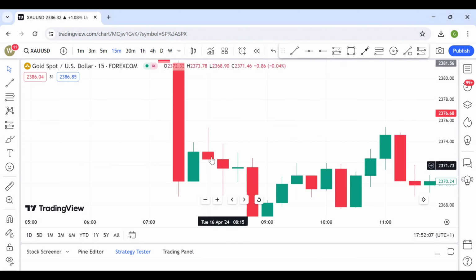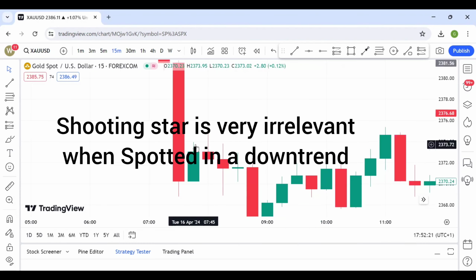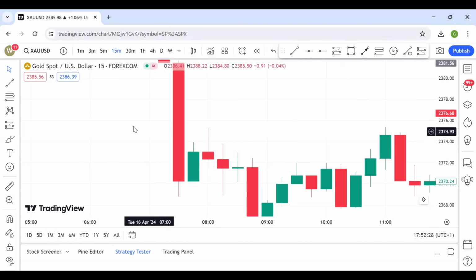Okay. What matters is where it appears. If it is appearing in an uptrend, it's very, very relevant because it's a bearish signal. It's telling you that that is the end of that uptrend. That is about changing to a downtrend.